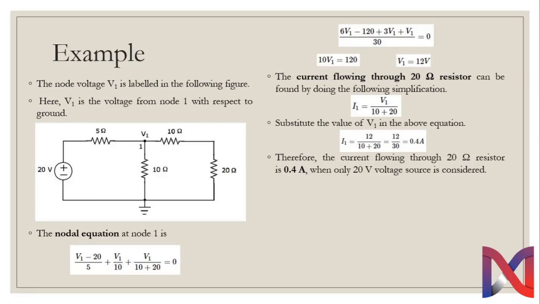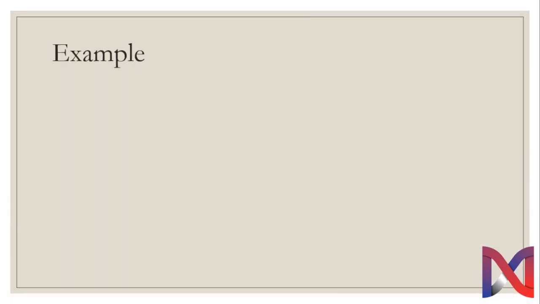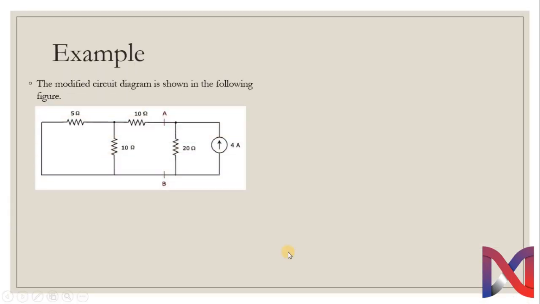As I mentioned, the current flowing through the 20 ohm resistor is 0.4 ampere when only the 20 volt voltage source is considered. Now what we will do is kill the voltage source and find the response of the 4 ampere current source. Let us find the current flowing through the 20 ohm resistor by considering only the 4 ampere current source. In this case, we will eliminate the 20 volt source by making a short circuit. So we are going to get the modified circuit as follows. Here we have the 4 ampere source connected with the rest of the resistors and the 20 volt source is shorted.